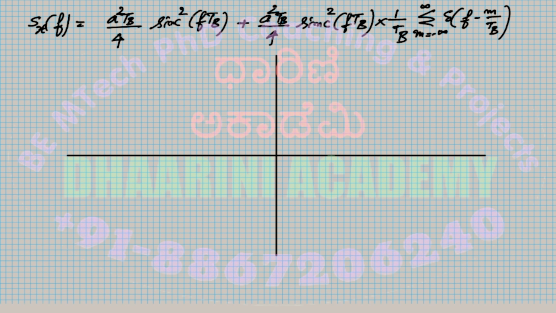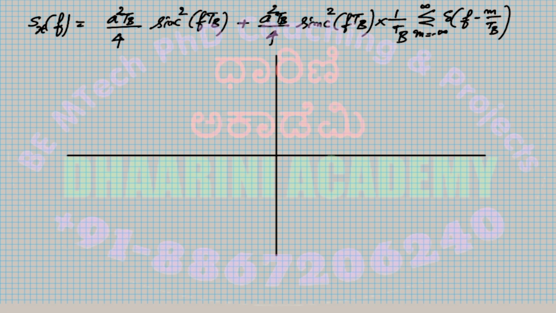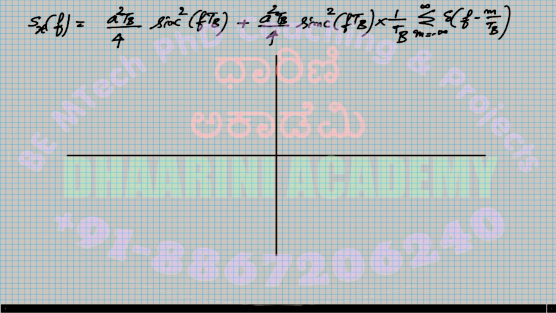For the sinc square function, there is one very peculiar relationship between time and frequency. What is the relationship between time and frequency? If tb is the time, what is the equivalent frequency of tb? My question is very simple: if I give you a time duration T, how do you convert that time into frequency?